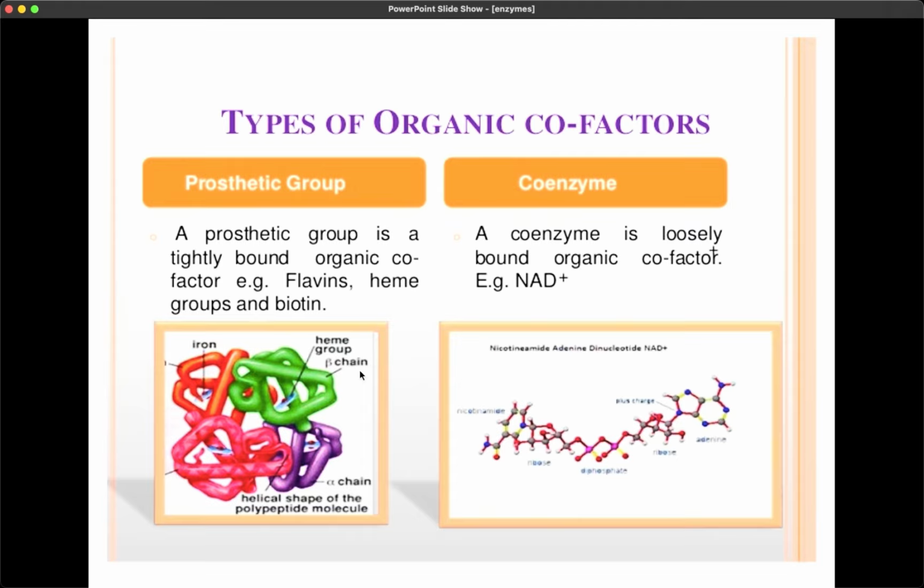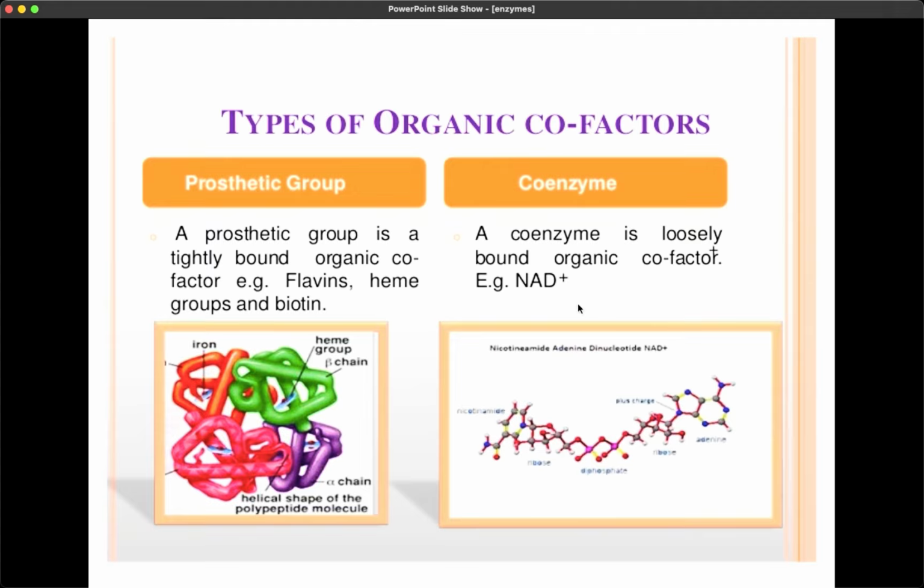Now, looking at the types of organic cofactors, this includes the prosthetic group and coenzyme. These are acting as cofactors also. So prosthetic groups include flavins, heme groups, and biotin, whereas coenzymes include NAD+.